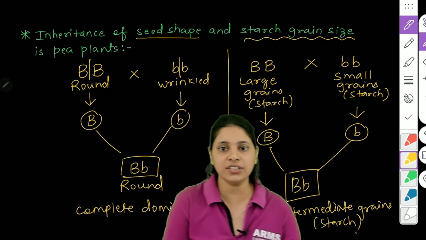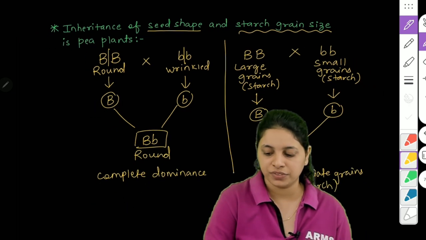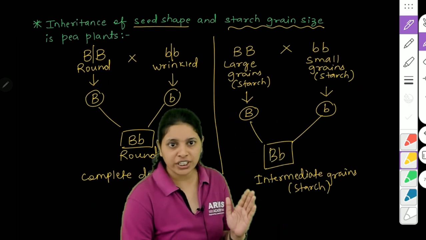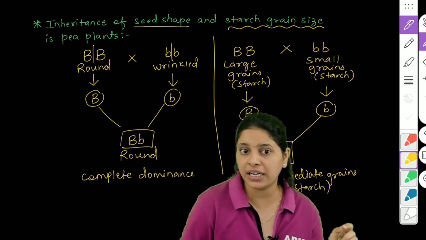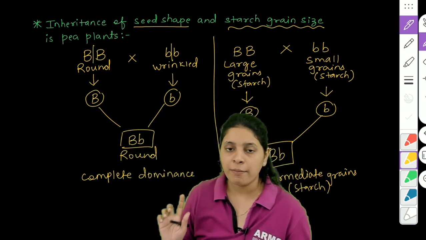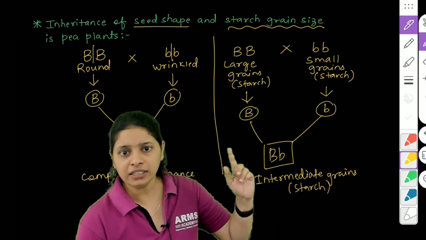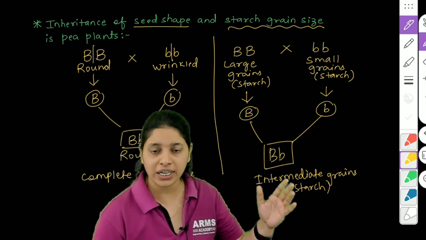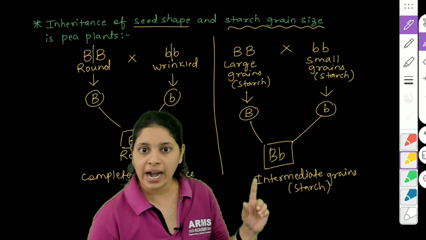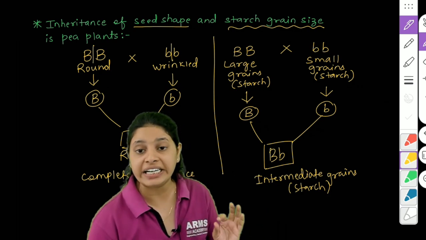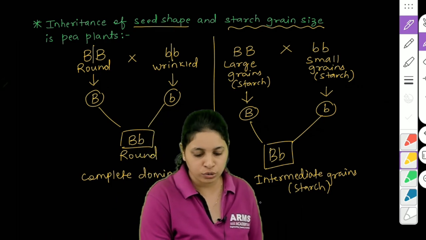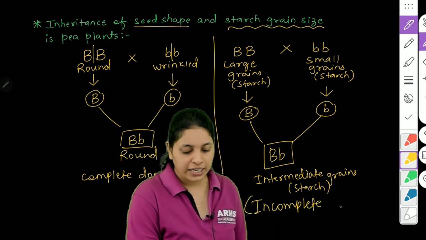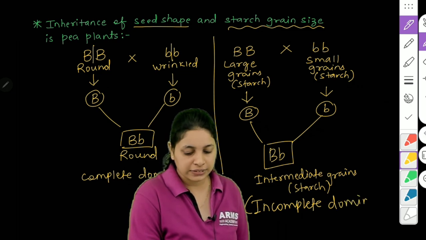So what do we understand from this example? Same gene B. If we look at the character seed shape, it is showing complete dominance. But the same gene, coding for a different character, that is starch grain size, in hybrid condition is showing intermediate starch grains. As we can see, there is an intermediate character. Actually this is incomplete dominance.